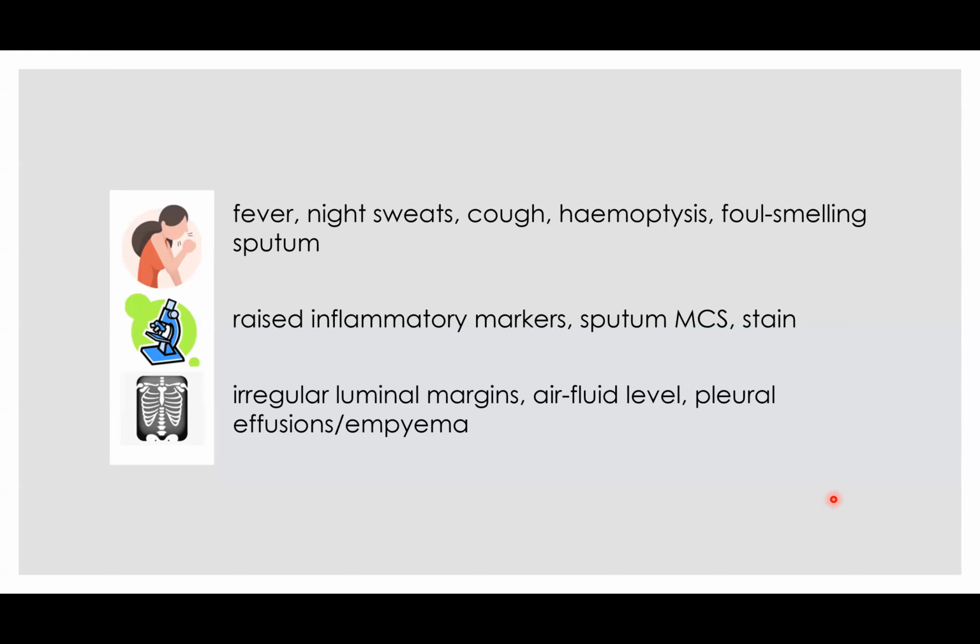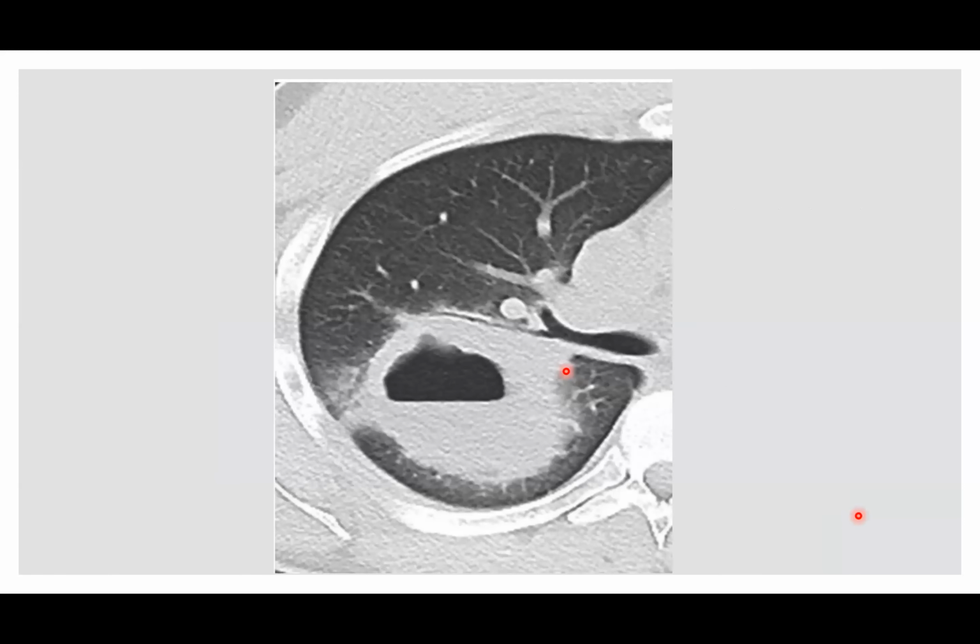Lung abscesses are usually unilateral and solitary, and they predominantly occur in the posterior segments of the upper lobes or the superior segments of the lower lobes. This distribution is particularly suggestive of aspiration. Lung abscesses can be associated with pleural effusion or an empyema. So this is an axial CT image showing this irregular, thick-walled cavity here with this dependent air fluid level with some peripheral ground glass opacification surrounding it.